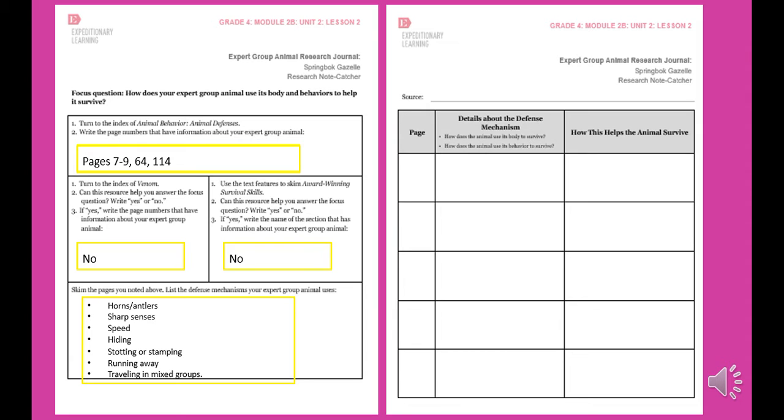And today we'll be filling out our research note catcher, which is the next page in your research journal. It's over here on the right. Make sure you've located that. If you need more time, please pause the video in order to find that page and be ready to go.